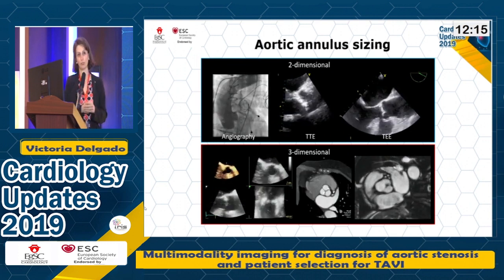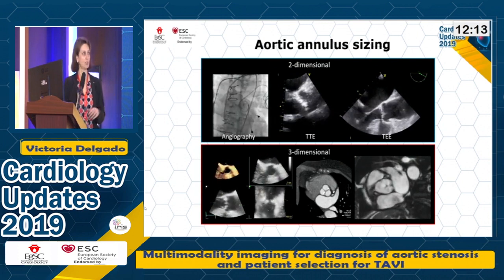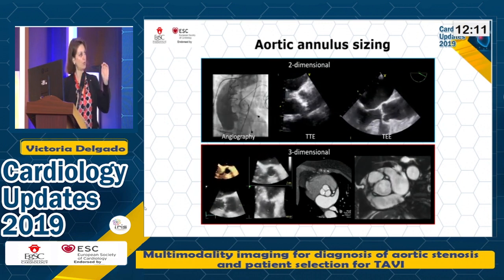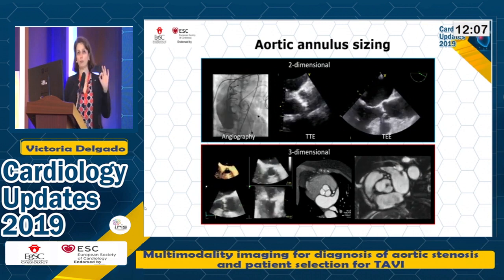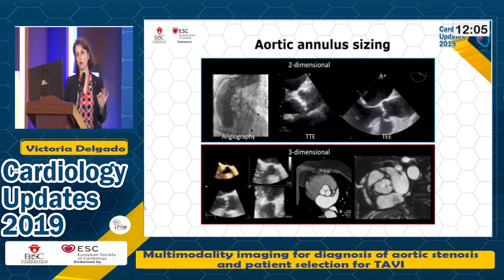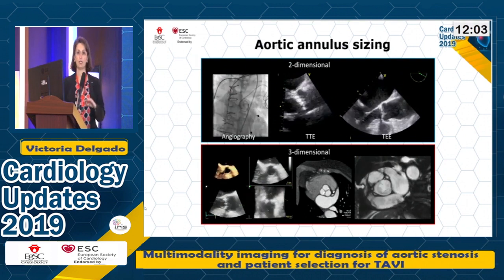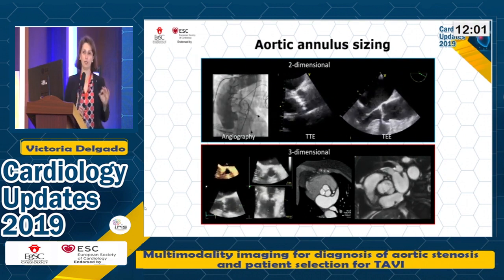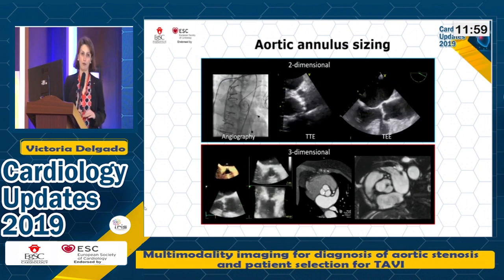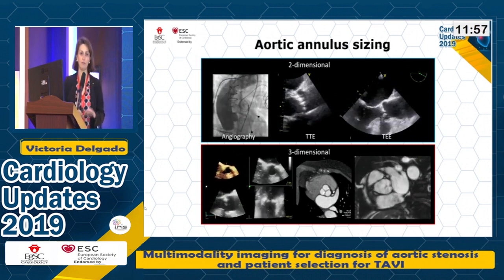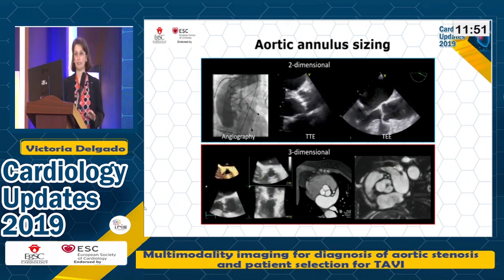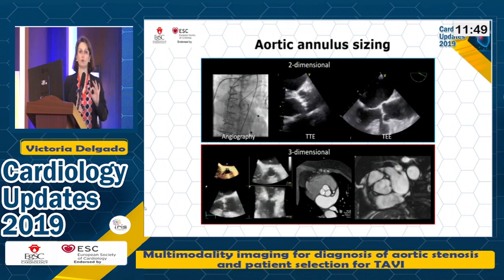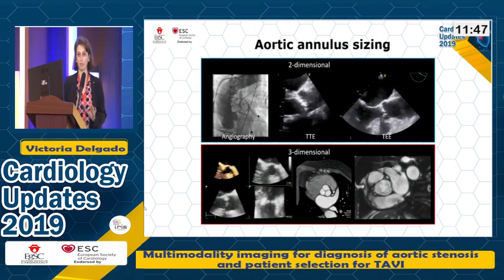For the aortic annulus sizing, there are several methodologies. We can use angiography, we can use transthoracic, we can use transesophageal echo. But these are two-dimensional imaging techniques, and we know by now that two-dimensional imaging techniques are not accurate to define the annulus of the aortic valve and to select the prosthesis size. And we should be using much more a three-dimensional imaging technique. Which one? Whatever you like and whatever is more convenient to you.